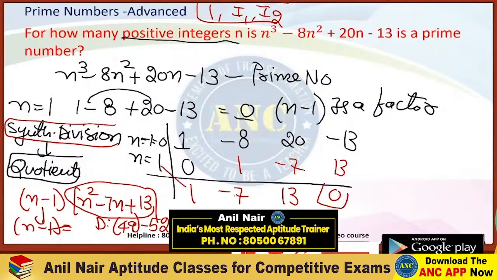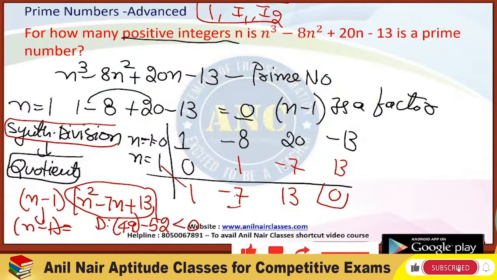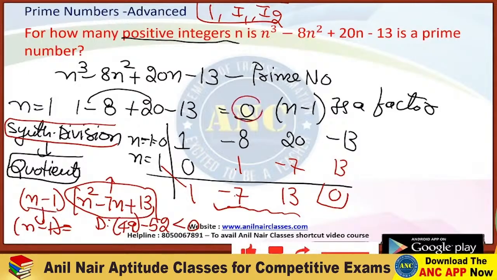Cross multiply, 1 ones are 1, minus 8 plus 1, minus 7. Cross multiply, 20 minus 7, 13. 13 ones are 13. So when the cubic is divided by the linear factor, the quotient is n square minus 7n plus 13. The discriminant of this equation is less than 0, that means the roots are imaginary. For n value 1, I am getting 0, and 0 is not a prime number. For the remaining values, n gives an imaginary value, so it will not satisfy.